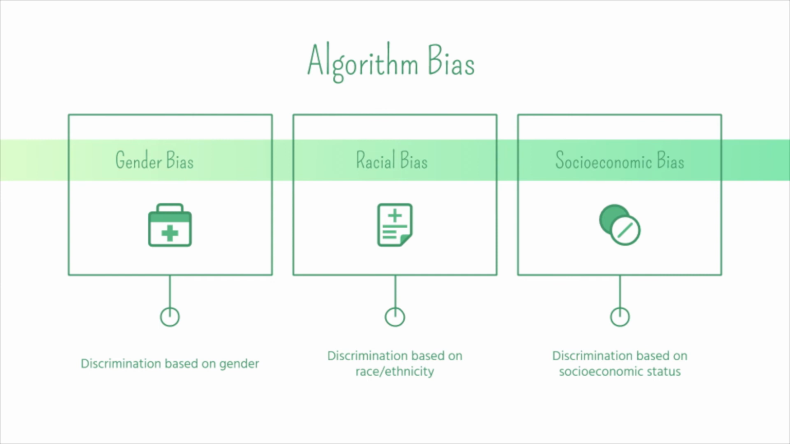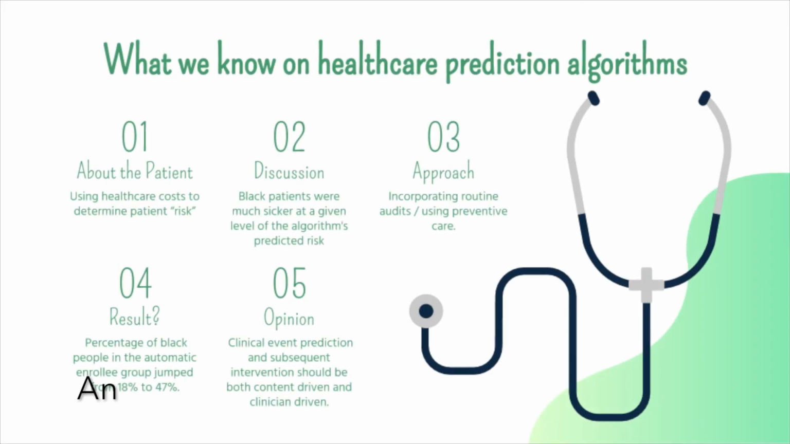My name is Anne, I'm going to talk about what we know about predictive algorithms. The algorithms encode racial bias by using healthcare costs to determine patient risk, or who was most likely to benefit from care management programs. Because of the structural inequalities in our healthcare system, blacks at a given level of health end up generating lower costs than whites. As a result, black patients were much sicker at a given level of algorithm predicted risk.